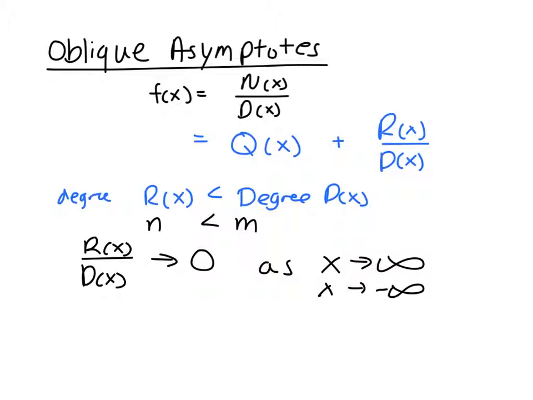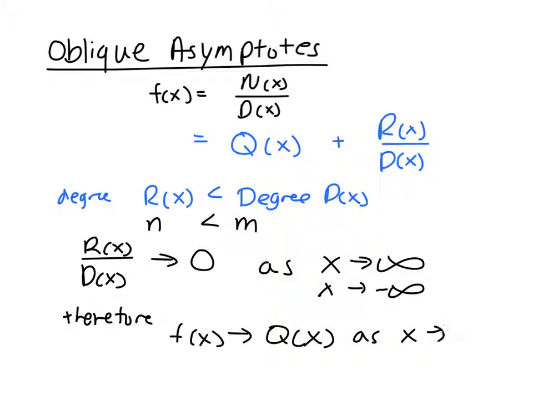Therefore f of x approaches q of x as x approaches positive or negative infinity. Because before it was q of x plus this extra piece, but that's going to 0, so now it's just q of x. Now, when is q of x linear?